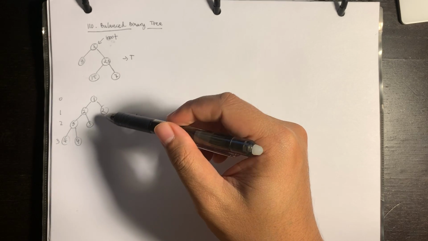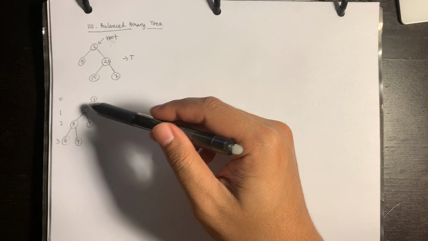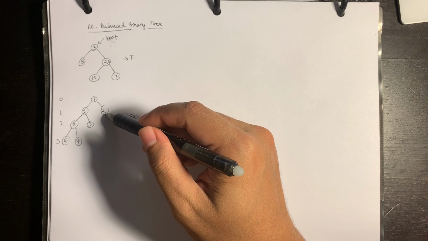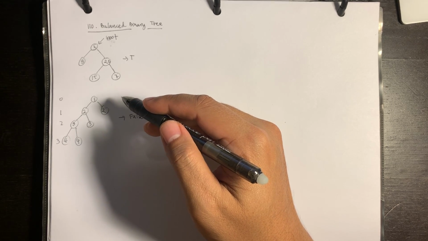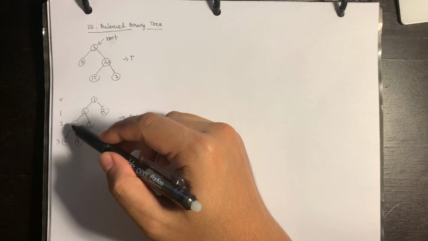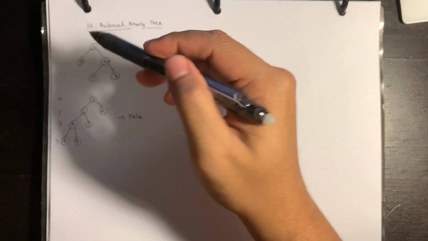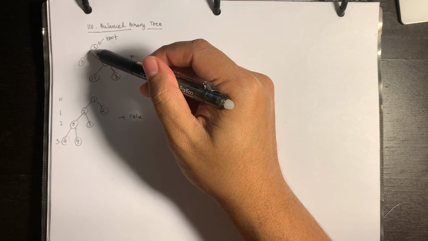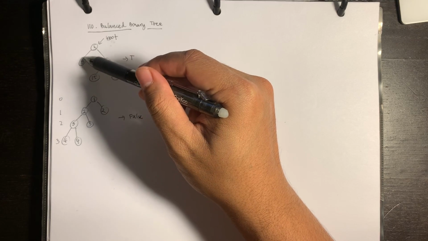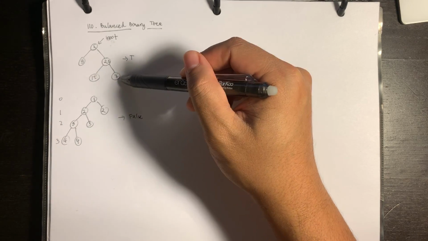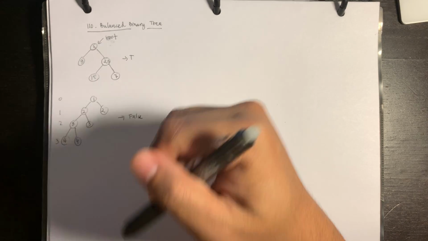I think the problem with this is right here, because this has a height of 0 and this has a height of 3. And for this one, if you look at the subtree, the subtree has a height of 0 and this has a height of 1. Go 1 down.